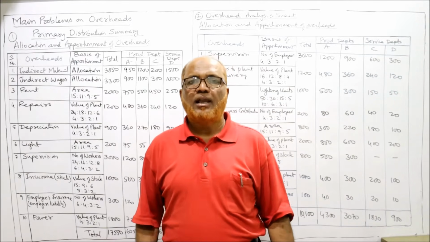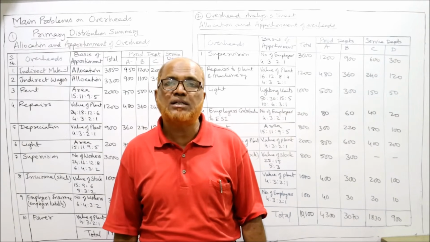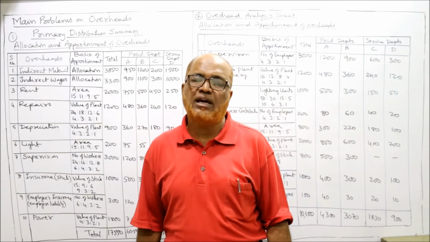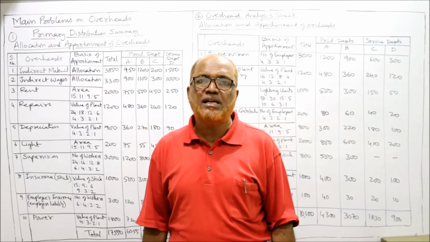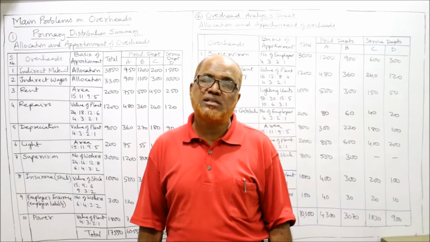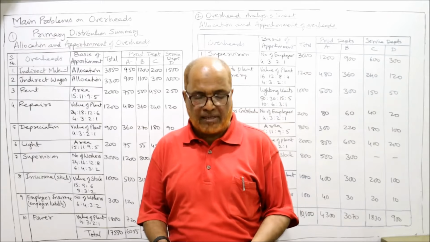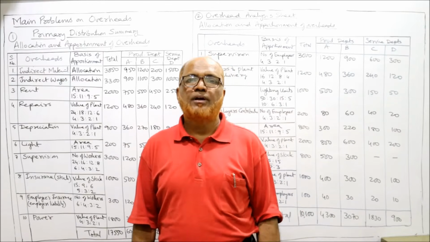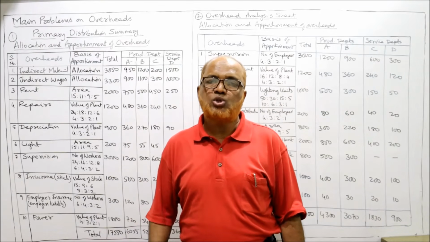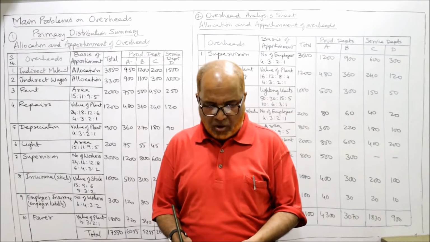Lighting 200. The lighting charges will be apportioned on the basis of light points in each department. But in our problem, light points are not given in the information. So the alternative method is area. Larger the area, more light points are required. So there is a relationship between lighting and area, so light charges will be apportioned on the basis of area. Similarly, supervision. The supervisor will supervise the workers, the employees. The supervision expenditure will be apportioned on the basis of number of employees or number of workers.